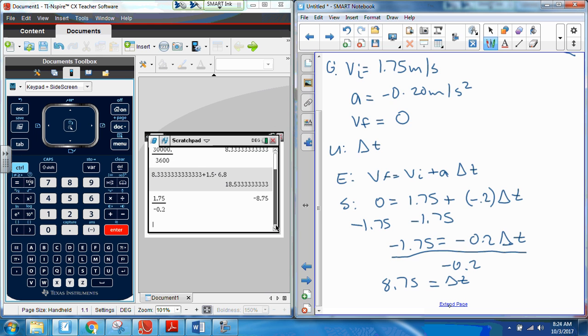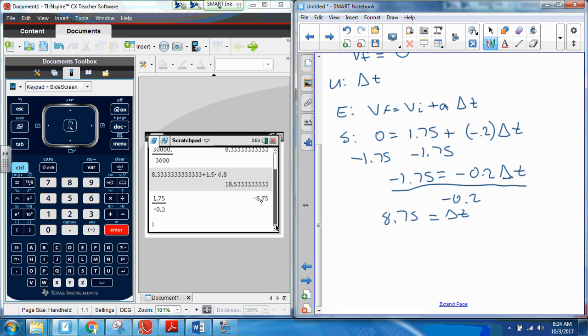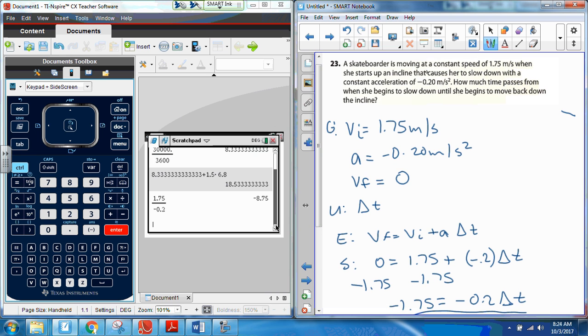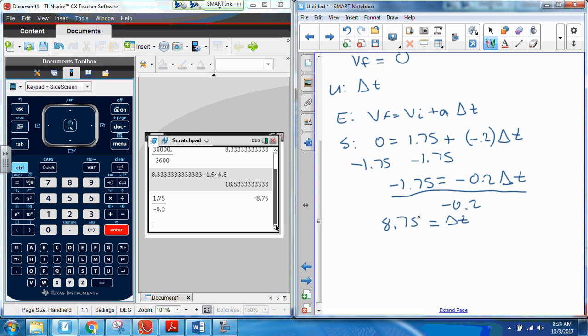So why do you think I went ooh whenever I got my answer? Because I got a negative for time. Does negative time make sense? Because time moves in the positive direction. That's right. All right, how many sig figs did I have up at the top? Well, I got 2 on my acceleration. So that means I'm going to round my answer to 2 sig figs. This is going to make it 8.8. And the unit is seconds.